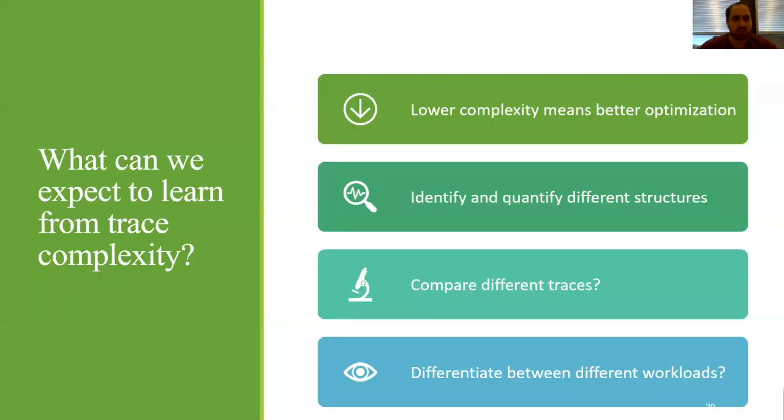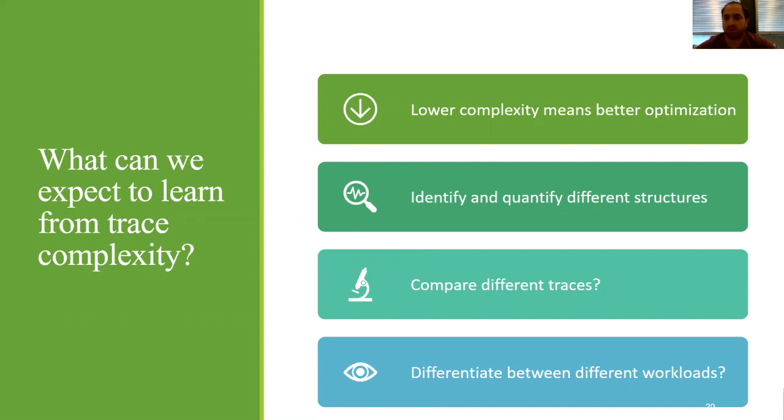So what can we expect to learn from trace complexity? First, we expect that much as low entropy means better performing compression algorithms, we hope that low complexity would mean better optimization opportunities for different networks. We hope that complexity could be used to identify different structures and different patterns inside network traffic that will enable us to understand network traffic better.